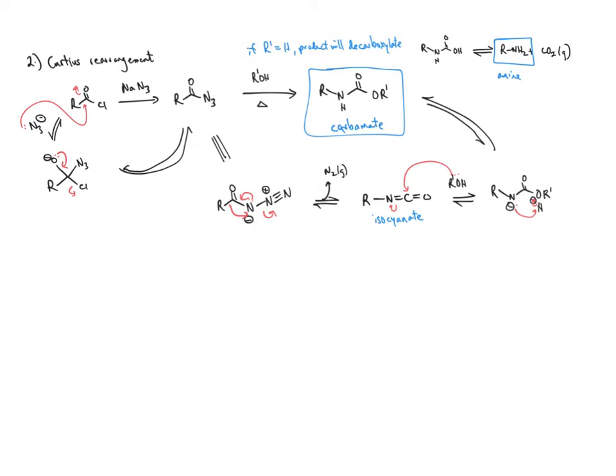All right, let's talk about a similar reaction to the Curtius rearrangement, known as the Hofmann rearrangement. The Hofmann rearrangement starts with a primary amide, and we treat the primary amide with sodium hydroxide and bromine, molecular bromine. And the product we get, just like in the Curtius rearrangement with water, is an amine. Okay, so how do we do this?